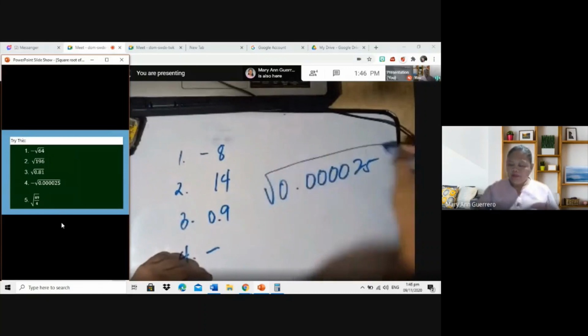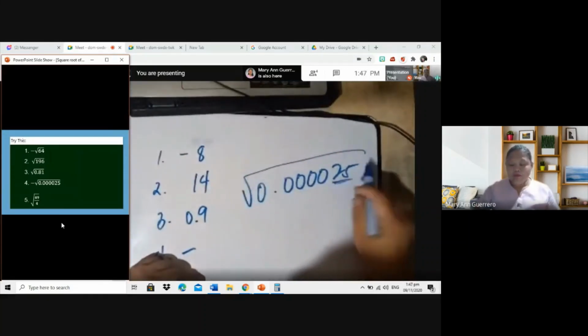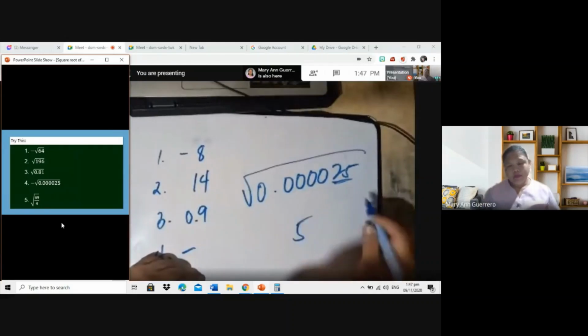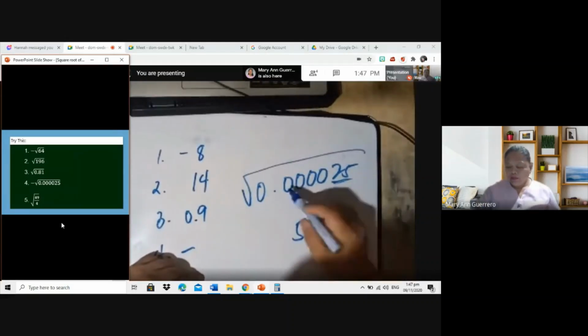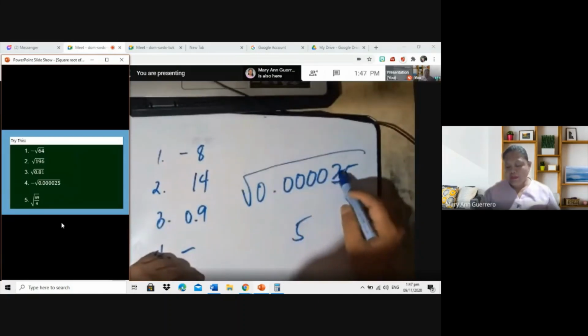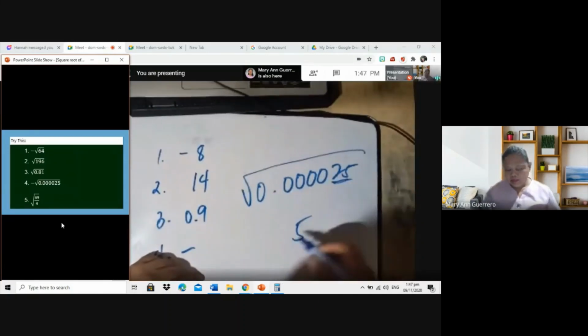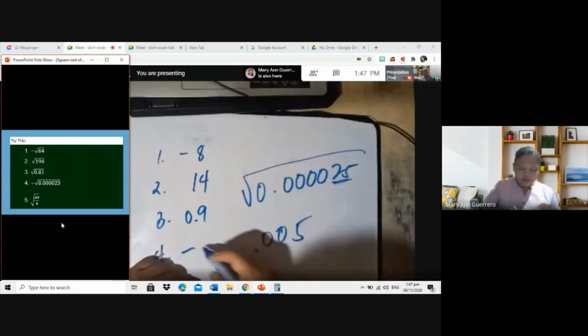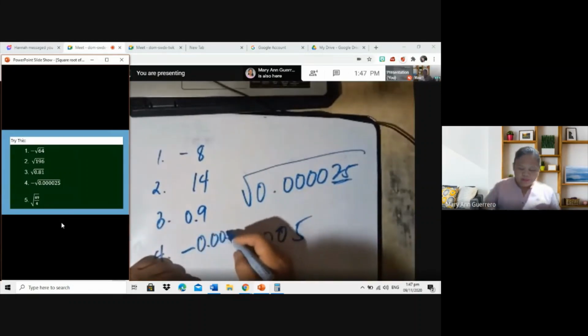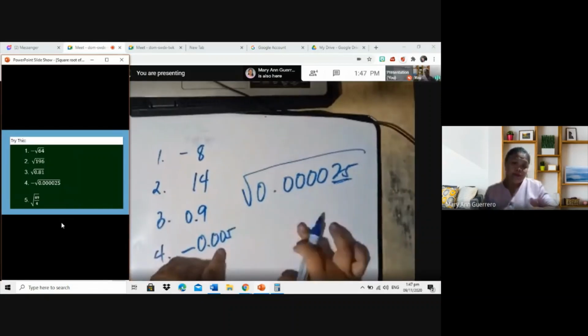Square root of this, square root of 25 is 5. So, ilan yung digit after the decimal point? 1, 2, 3, 4, 5, 6. O, kalahatiin nyo yun. 1, 2, 3. Ayan. So, yun yung sagot yan. Okay? 3 digits after the decimal point.